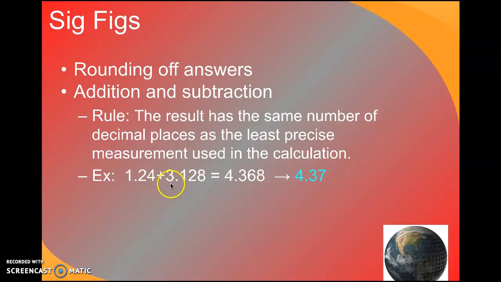So we have 1.24 plus 3.128. Now when you put that in your calculator, you get 4.368. But we want to round that off to the correct place.